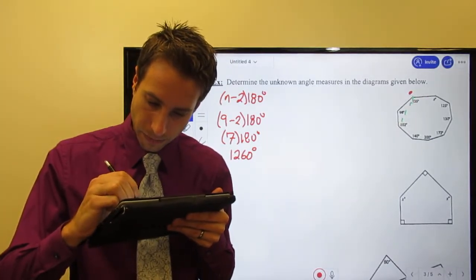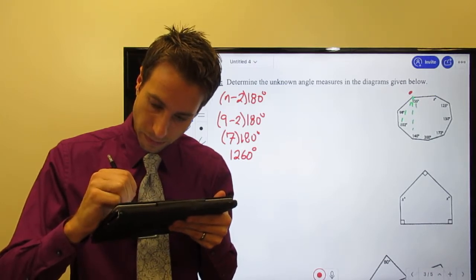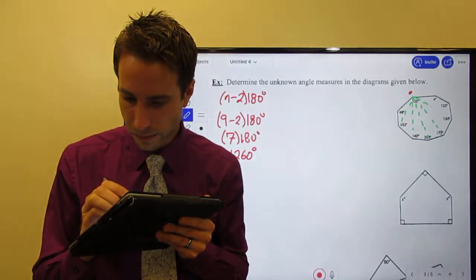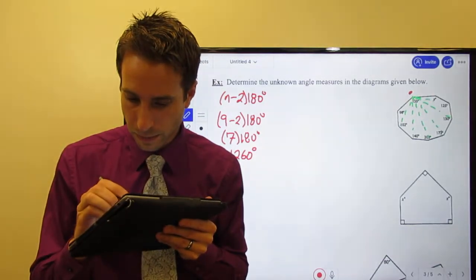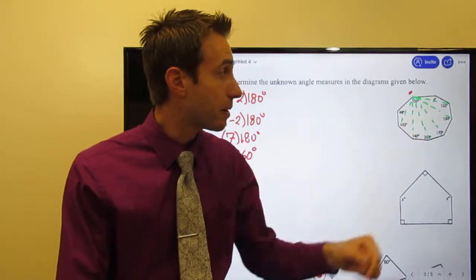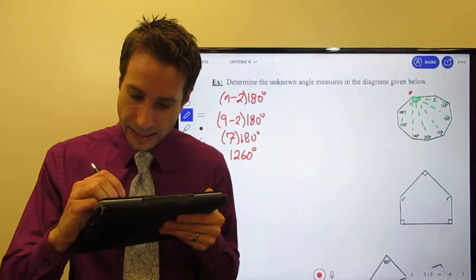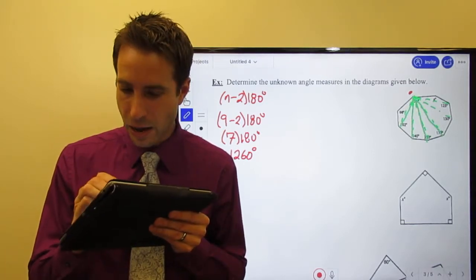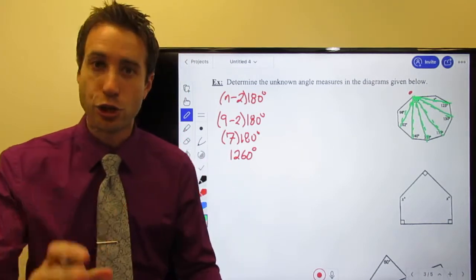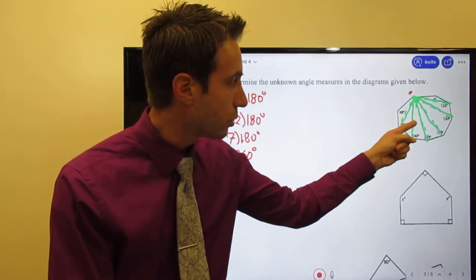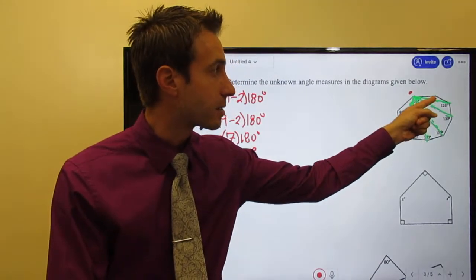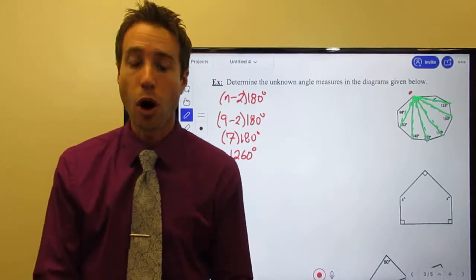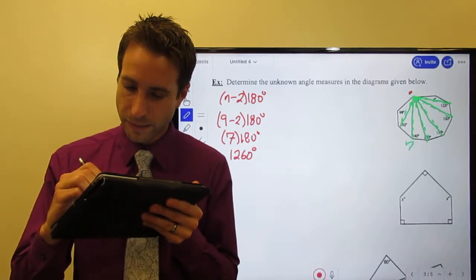There's that one, that one, that one, that one, that one, and skip that guy. Now all you need to do is count up how many triangles are now inside my object. Should be no surprise. 1, 2, 3, 4, 5, 6, 7. 7 triangles.